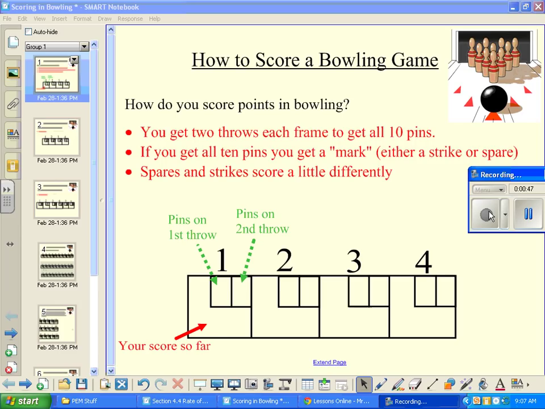So I like to show them how they get their score in bowling, so it's something they know and maybe down the road they could score their own game in case they run into an alley that doesn't have automated scoring. Most do nowadays, but some still don't. So I like to show them, here's how you score a game of bowling.